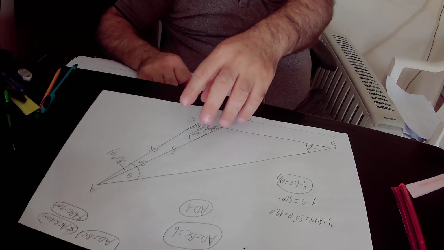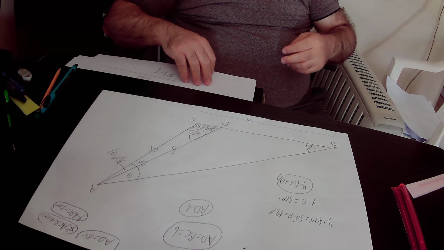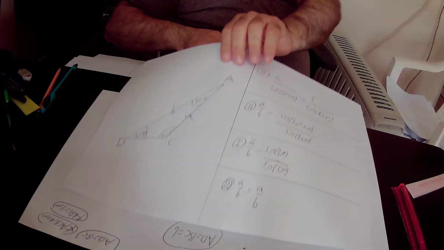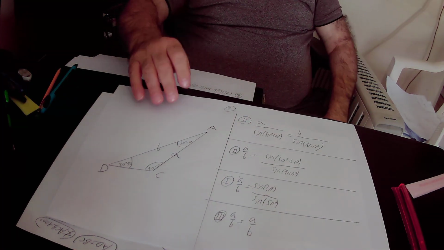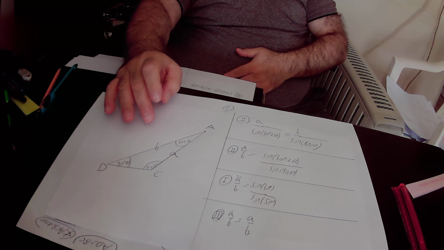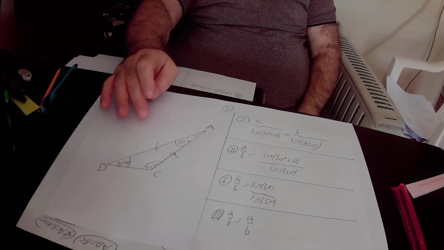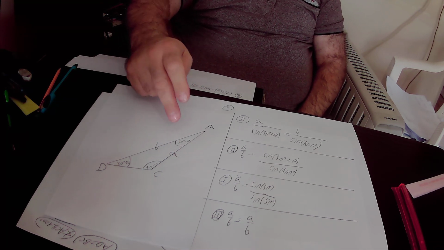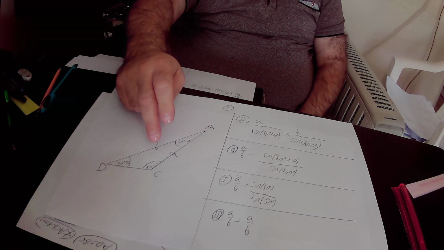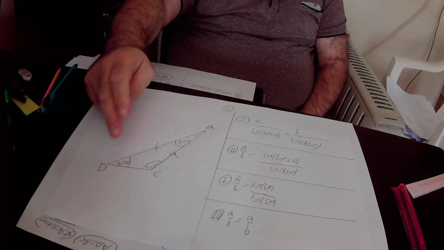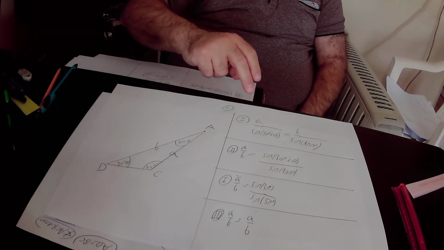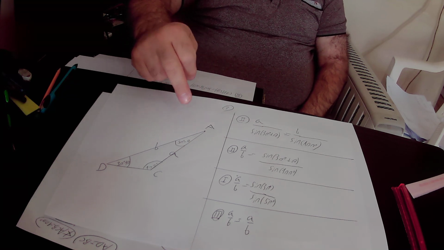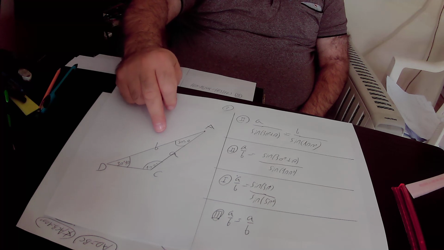So I copied this triangle ADC in the new page, and we implemented the law of sines in this triangle ADC. This is triangle ADC that I copied to this page from the original drawing. We know that AD equals B units, AC equals A units, angle DAC equals 50 degrees minus theta, angle ACD equals 100 degrees, and angle ADC equals 30 degrees plus theta. So we implemented the law of sines in this triangle ADC. According to the law of sines, A over sine of 30 degrees plus theta equals B over sine 100 degrees.